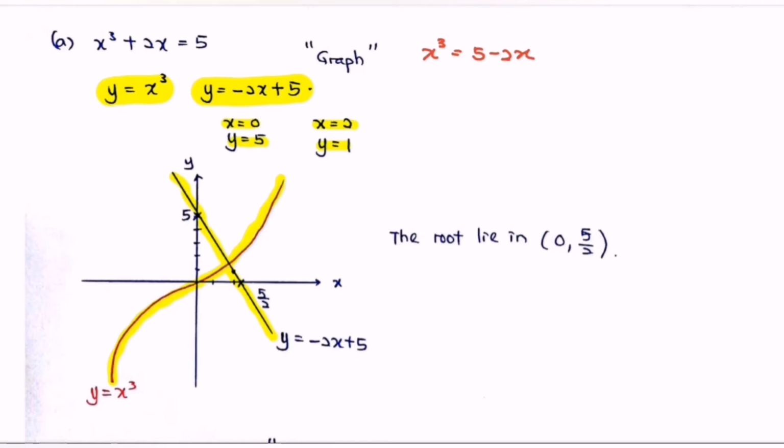And we notice that there is an intersection between the curve and the line. We can see that the root lies between 0 and 5 over 2. So that is the estimation of the roots, or we can say the approximation of the roots. That is the first method, the graphical method. Next, I'm going to proceed with searching for the sign change, or we can say the algebraic method.